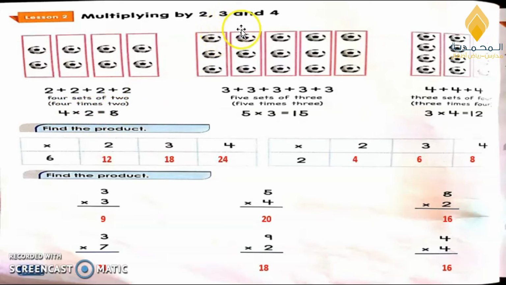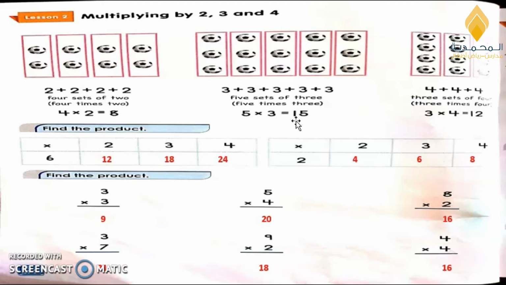Here we have 1, 2, 3, 4, 5. 5 groups, and inside each group there are 3 balls. Okay, so 5 times 3 equals 15. How do we get 15? We add 3 plus 3 plus 3 plus 3 plus 3, which is 15. As I mentioned before, the multiplication operation is a repeated addition.